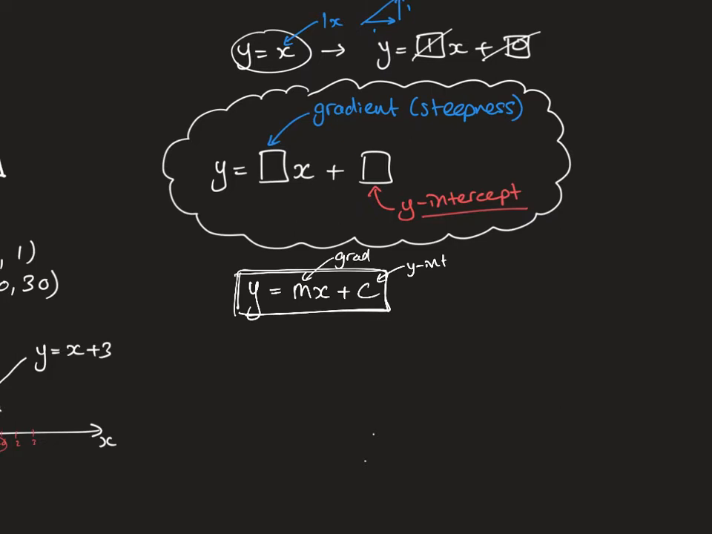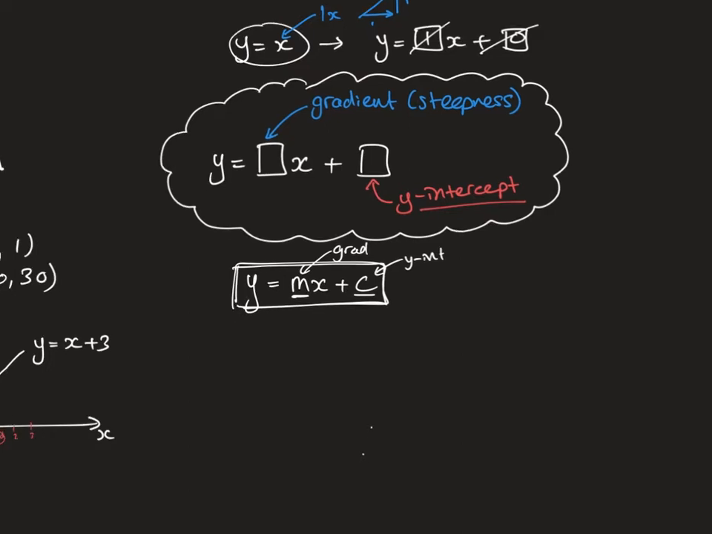Now, many students say to me, oh, I don't understand y equals mx plus c. That's okay. That's because their teachers maybe hadn't been able to communicate to them that essentially what's going on here is that whatever's in front of the x is your gradient, and whatever's on its own that doesn't have the x will be your y-intercept.